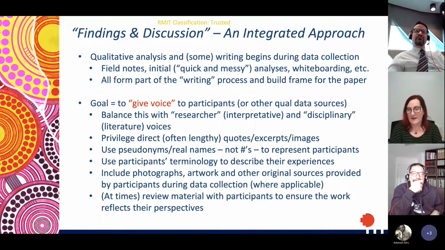So for me, I've started actually calling this an integrated approach very purposefully, and even using that language now when I'm writing my papers or when I'm talking to reviewers and editors.